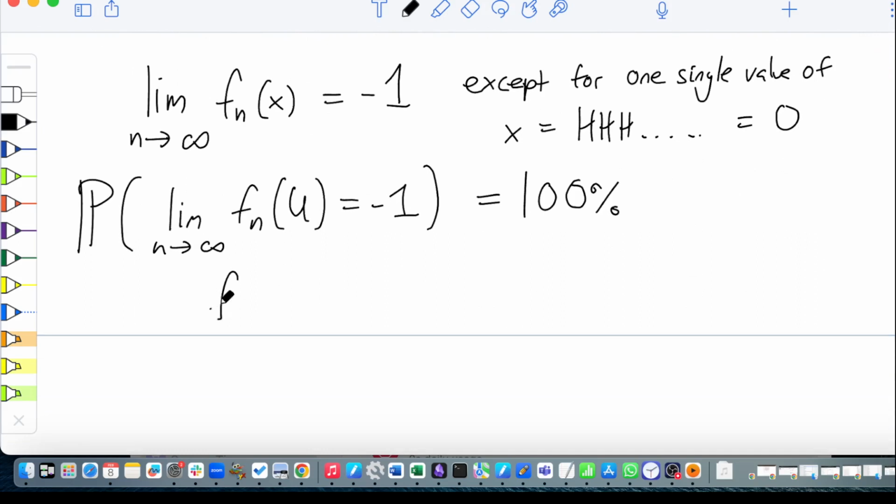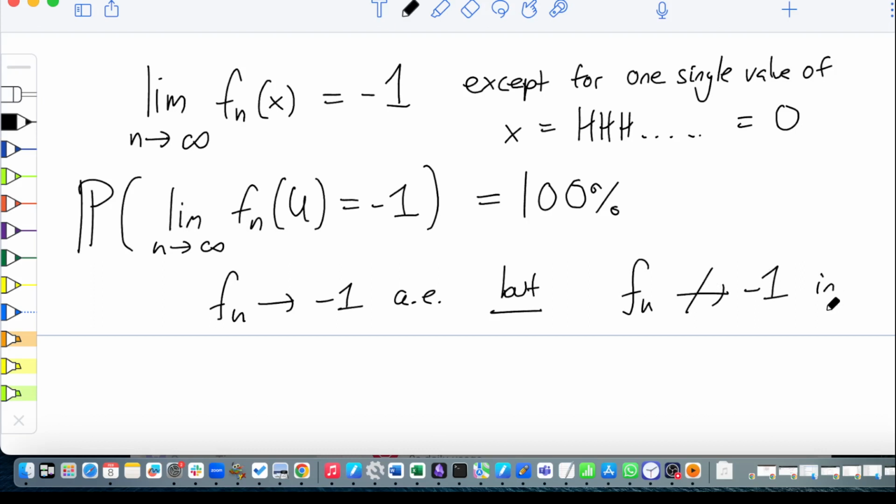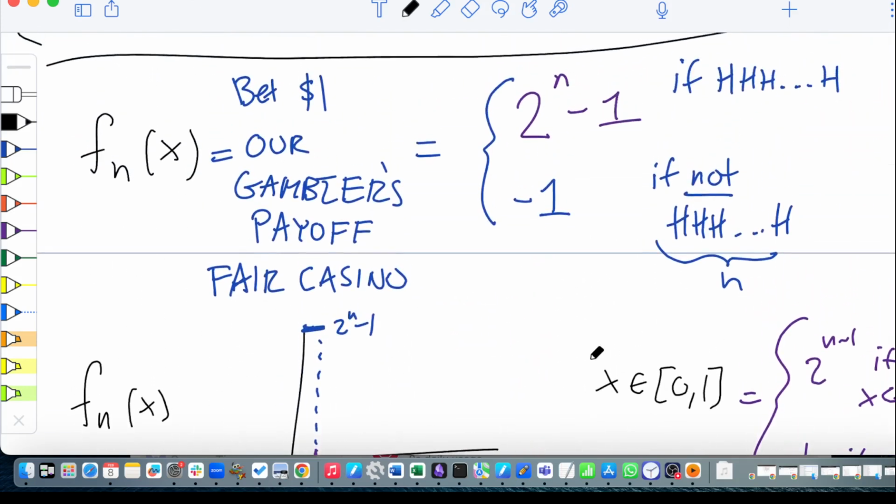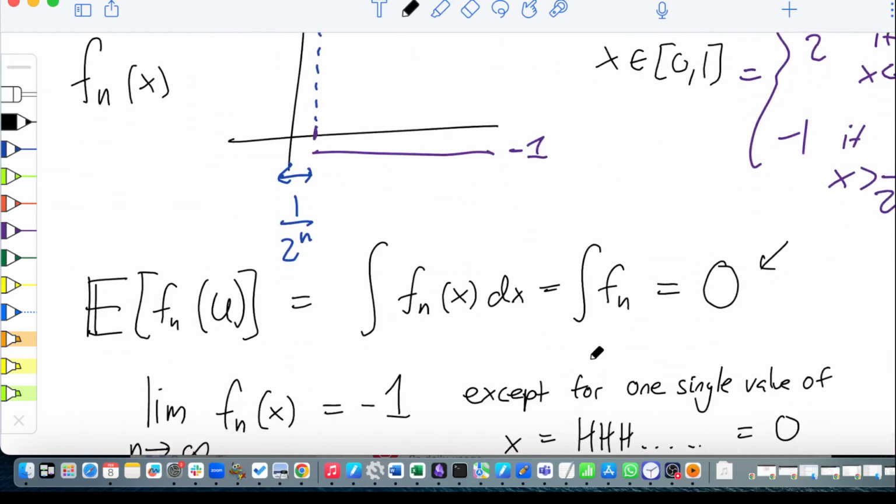The functions fn go to -1 almost everywhere, but the integral of fn does not go to -1. Let's say fn does not go to -1 in norm. And you can see that because the integral of fn equals 0 always. So this is kind of like a lottery, right? The lottery becomes so unlikely and the payoffs become so large that you just always lose. You pay $1 for the lottery ticket, you just get nothing.